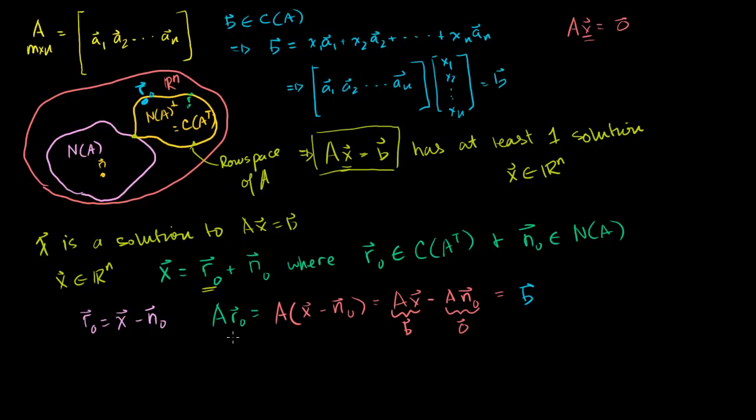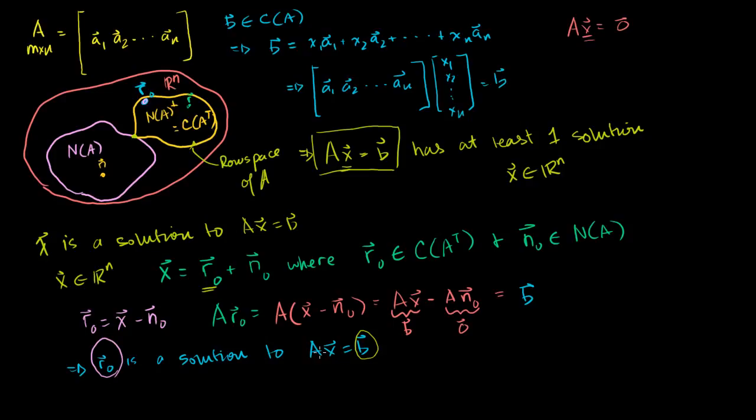So r naught is a solution to Ax is equal to b. So far, it's an interesting result. If you give me any vector b that is a member of our column space, then there is going to be some member of our row space that is a solution to Ax is equal to b.